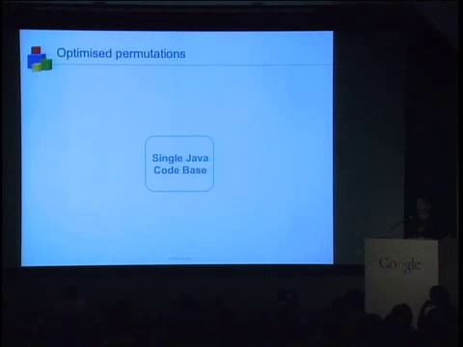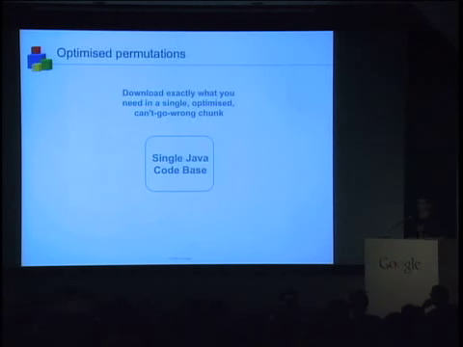One of the techniques we use to get your application faster than it could be without Google Web Toolkit is optimized permutations. You write a single Java code base as a developer, and your user wants to download exactly what they need in a single optimized, can't go wrong chunk of code. As a developer, you don't want to send Internet Explorer code to a Firefox user. You don't want to send debug code to a production user. It makes sense, but most AJAX code does this. So how do we avoid this?